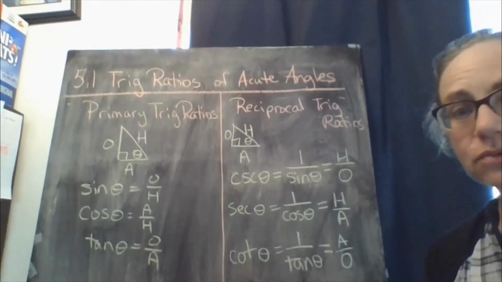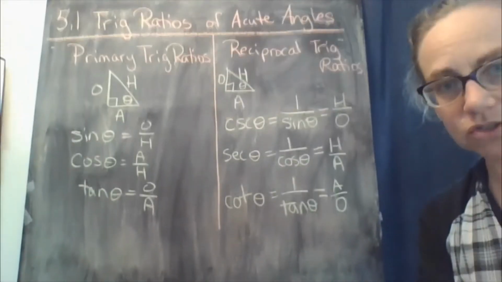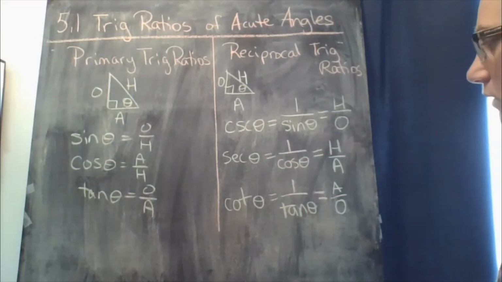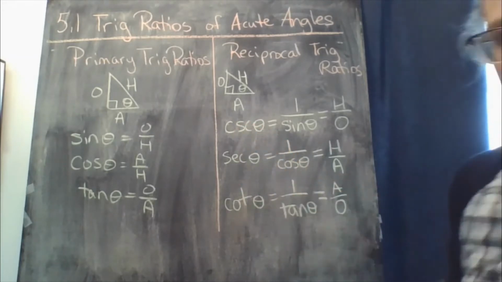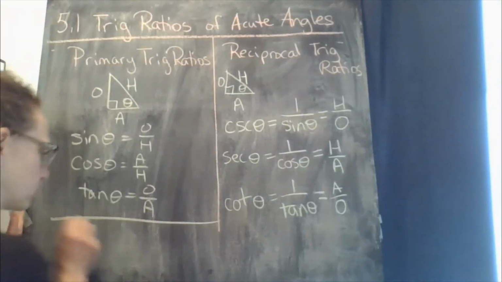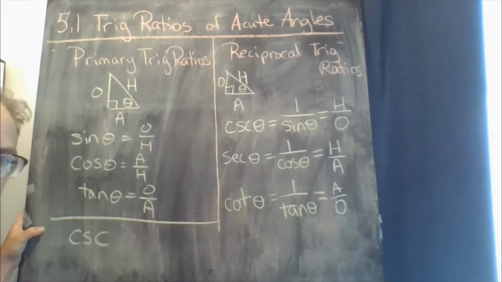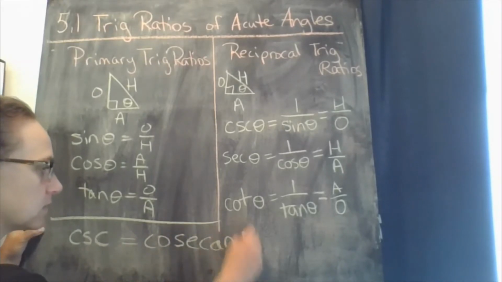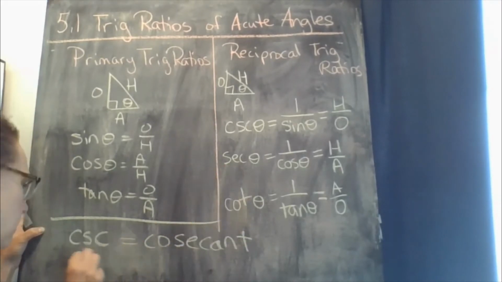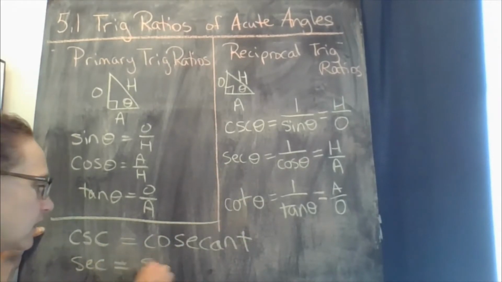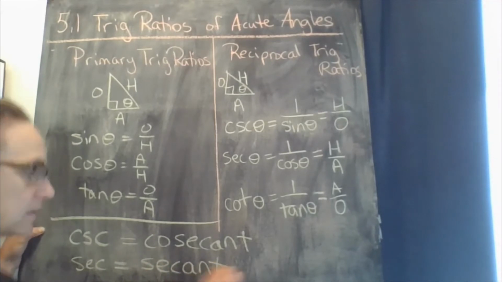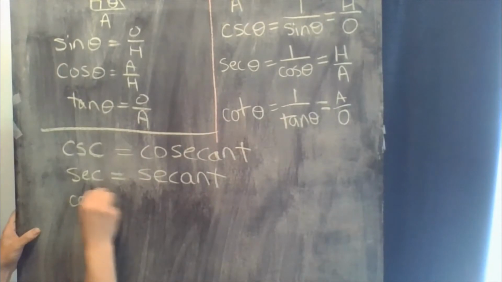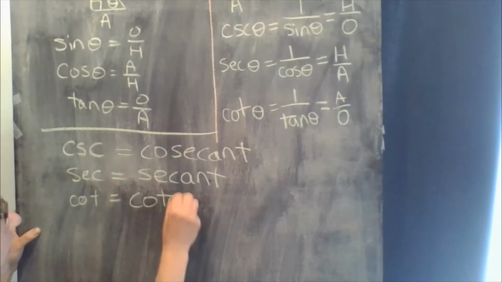Okay, so there is a reason and a purpose for these. You're getting introduced to them this year, and you will see the power of them as you continue in your schooling. Okay, so these guys have names. Let's maybe write out our names here. So CSC, that's our cosecant. Our SEC is our secant. And the last one, the COT, that's our cotangent.